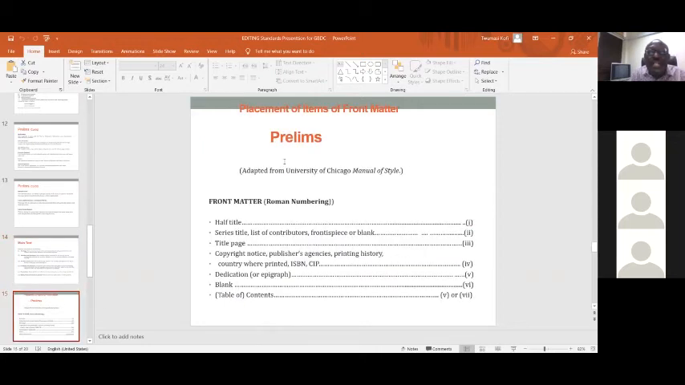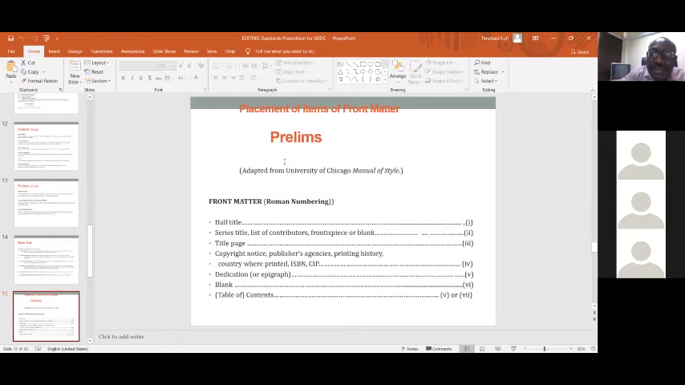Now, the question is, where do you put the various items in the book? In the front matter, the Ghana Book Development Council's standard is saying that you number the elements in the front matter in Roman numbers.